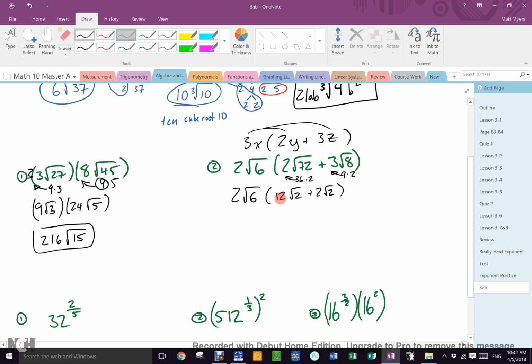Oh, look, I got 12 root 2s and 2 root 2s. Oh, right. 12 root 2 and 6 root 2s. How many root 2s do I have? 18 root 2s. Now I can multiply. 2 times 18, 36. 6 times 2, 12. Can I leave it like that? Why? Because that's 4 times 3. What comes out? 2. 72 root 3.